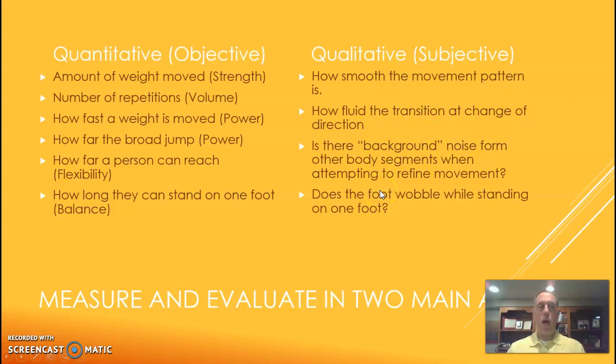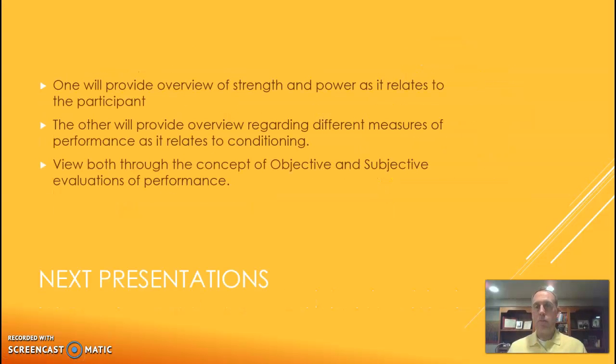How good of quality is that movement? In the next couple of presentations, one will provide an overview of strength and power as it relates to the participant. I'll talk about some people I've coached in my past where they were vastly different body types in front of me, and even within the sport demands themselves, how they're different and how you have to evaluate those. And then with the general population, how you can quantify workloads for people and get an idea of just how much of a training stimulus you're placing on the human organism.